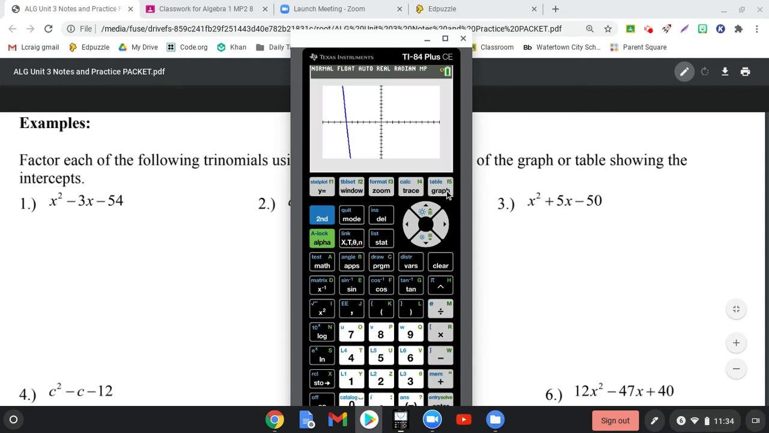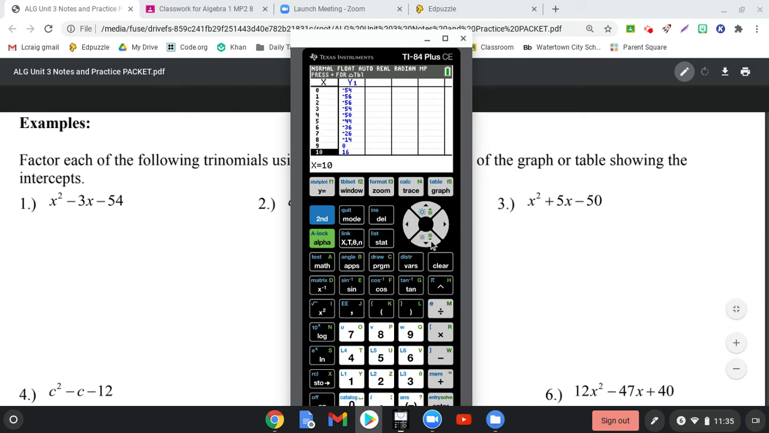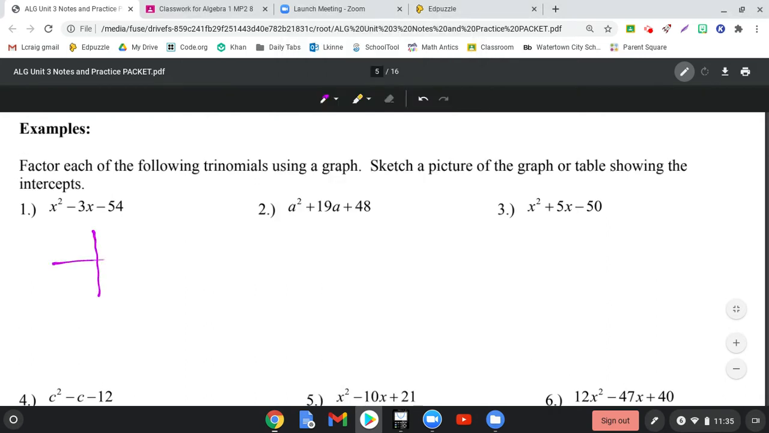Take a look at the graph. All right, looks like 9 and 1, 2, 3, 4, 5, negative 6. But let's double check it in the table. Let's go up. Yep, negative 6 is a 0, and 9 is a 0. So we're just going to sketch that graph.